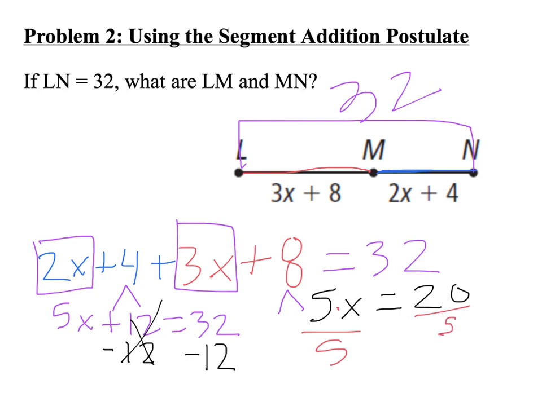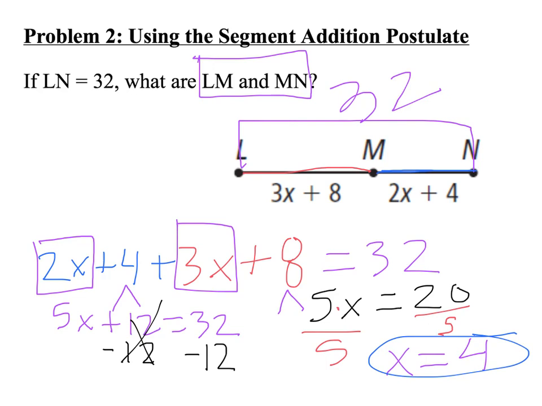And I get that x is going to be equal to 4. But that's not my final answer, because my question actually is, what are my 2 lengths? So what I have to do is go back to my original problem, and now that I know that x is 4, I can plug that into my 2 equations.